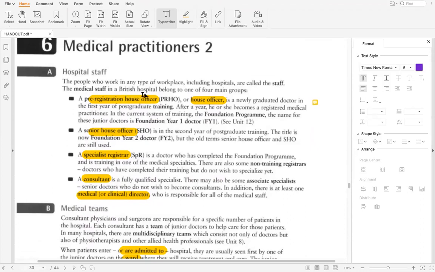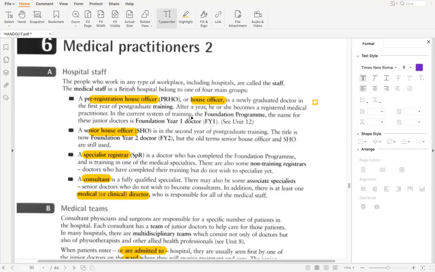The medical staff in British hospital belong to one of the four main groups. This system is mainly in Britain. So we will take these titles quickly and see their equivalent here in Egypt. A pre-registration house officer, abbreviated as PRHO or house officer, is a newly graduated doctor in the first year of postgraduate training. After a year, he or she becomes a registered medical practitioner.